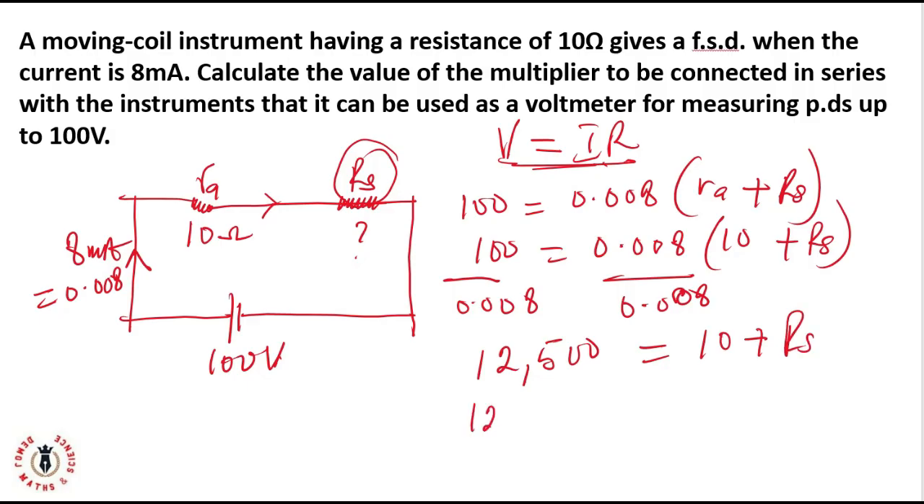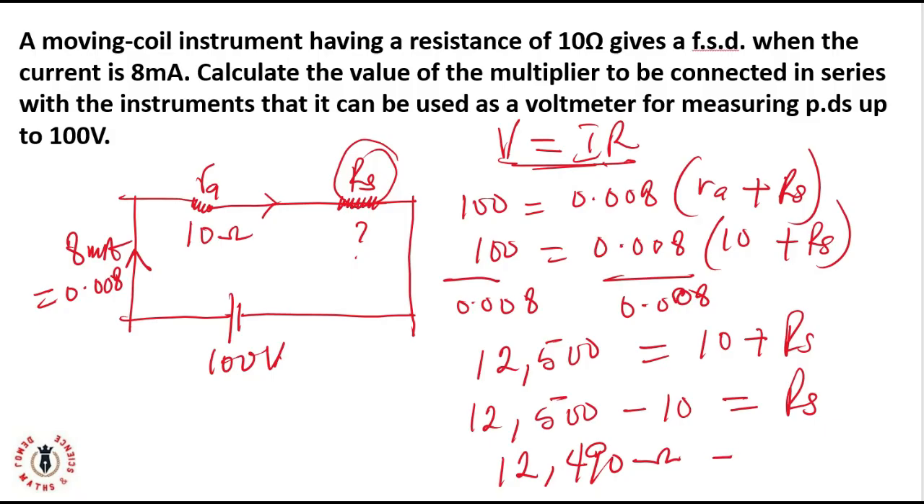Now my 12,500 minus 10 will be the same thing as what? RS. So 12,500 minus 10 will be the same thing as 12,490. So RS must be 12,490 ohms.